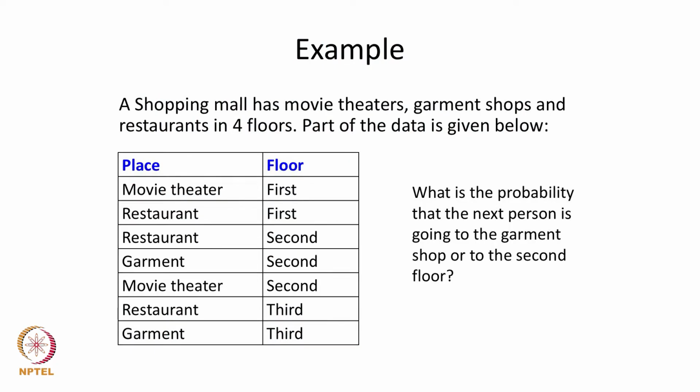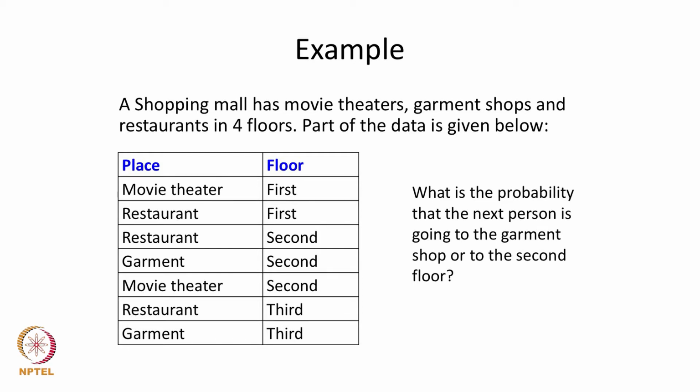Example, a supermarket has movie theatres, garment shops and restaurants in 4 floors. Part of the data is given below. So we have a movie theatre in the first floor, we have a restaurant in the first floor, we have a restaurant in the second floor, we have a garment shop in the second floor, we have another movie theatre in the second floor, we have another restaurant in the third floor and a garment shop in the third. What is the probability that the next person is going to the garment shop or to the second floor?